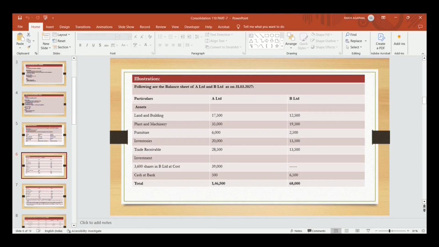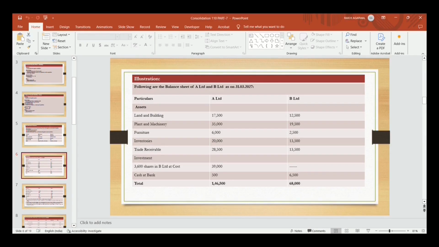Particulars: land and building, A Limited 17,500, B Limited 12,500. Plant and machineries of A Limited is 35,000 and B Limited is 19,500. Furniture of A Limited is 6,000 and B Limited is 2,500. Inventories of A Limited is 20,000 and B Limited is 13,500. Trade receivable of A Limited is 28,500 and B Limited is 13,500. Investment made by A Limited in B Limited is 3,600 shares at a cost of rupees 39,000. Cash at bank of A Limited is 500 and B Limited is 6,500.